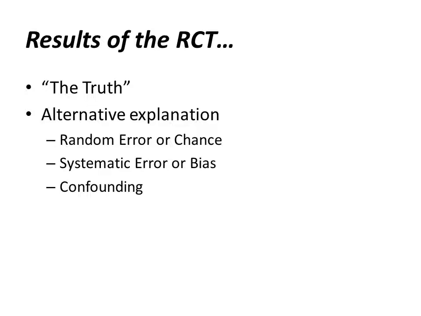But it is possible that in the pursuit of truth, you get sidetracked by something like a random error, systematic error, or a confounder. And these three are the alternative explanations as to why you reach the conclusion that you reach rather than discovering the truth. And we are going to look at these in a little bit more detail in the coming slides.